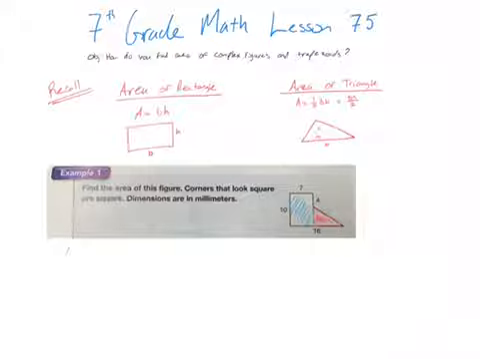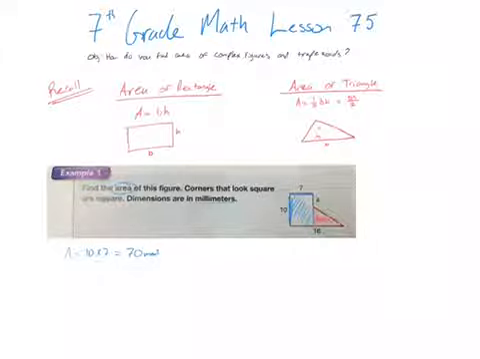So let's do the area of that rectangle. The base is 7 and the height is 10. So it's going to be 10 times 7, which is equal to 70 millimeters squared. Right, because it's in millimeters. It's millimeters times millimeters, it's millimeters squared. Again, because we're talking about area.